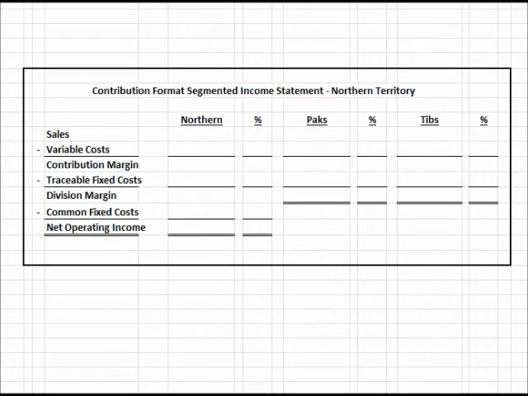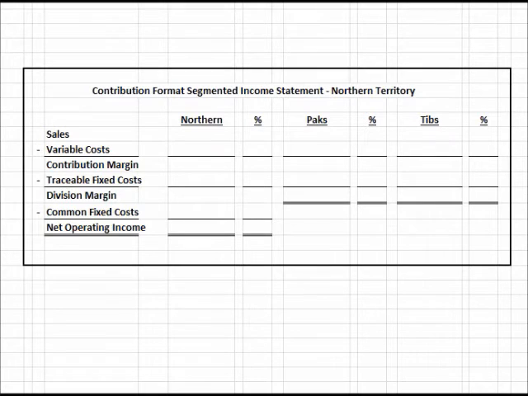Now the problem asks us to take a look at that Northern Division and divide it up a little bit further. Divide it up by particular item that they sell or product that they make and sell. So we see the Northern Division has two different types of products. You got the packs and the tibs, whatever those are.